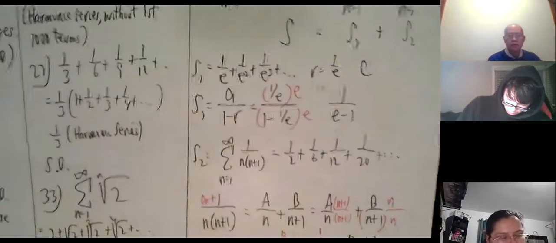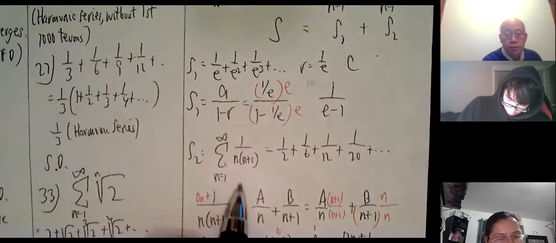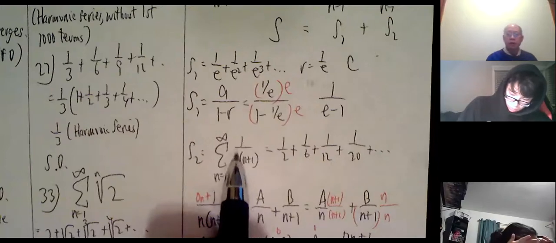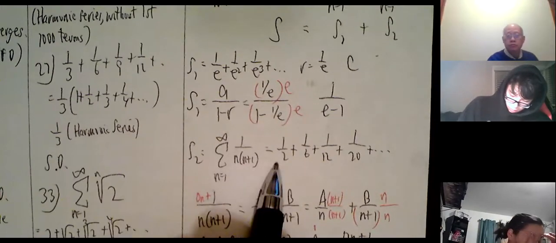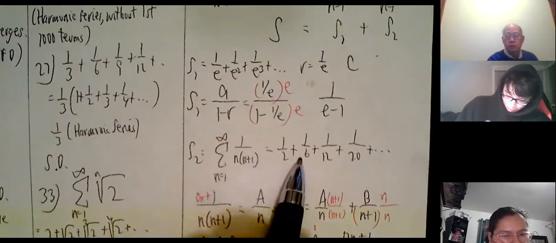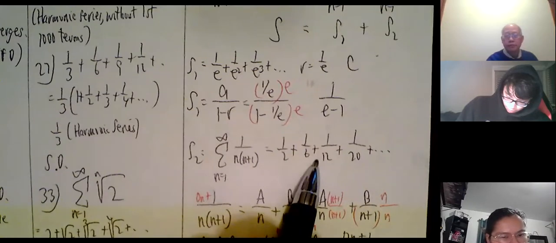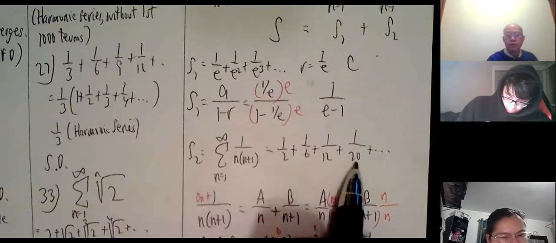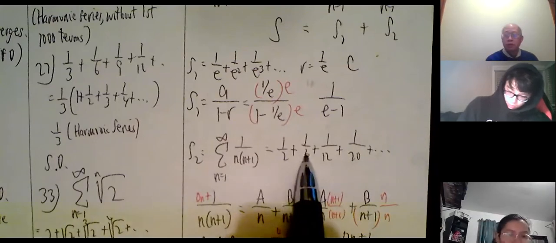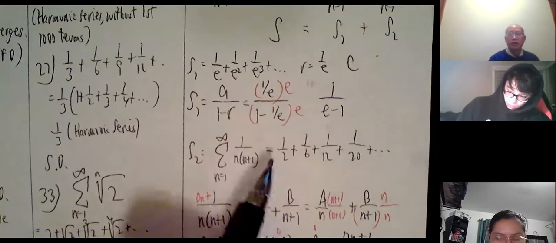How do I do S2? Okay. Well, if you look at some of the terms, plug in 1, 1 over 1 times 2. Plug in 2, 1 over 2 times 3. Plug in 3, 1 over 3 times 4. Plug in 4, 1 over 4 times 5. It's certainly not geometric. Okay. The terms decrease. So how do I figure this one out?